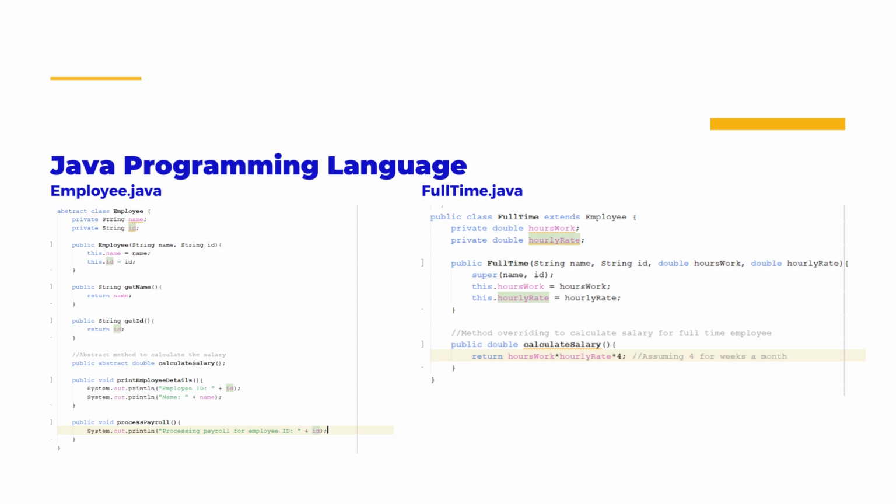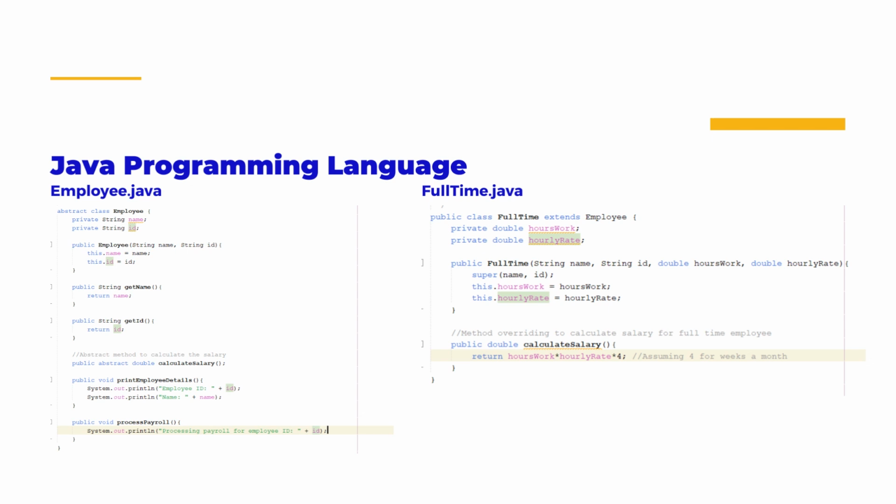It serves as a base class for other, more specific types of employees. For example, full-time employees and part-time employees extend the Employee class and provide their own implementation for the calculateSalary method. By making calculateSalary abstract, the Employee class enforces that any subclass must provide an implementation for this method. And the second is FullTime.java.